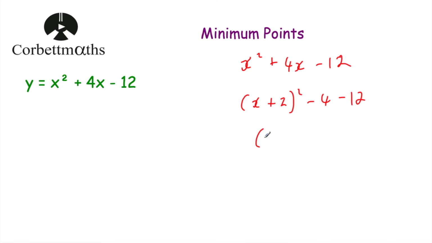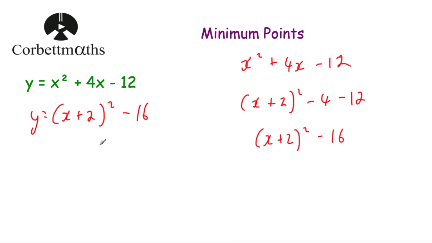So then this would be x plus 2, close bracket squared, and then minus 4 take away 12 will be minus 16. So that means that y equals x squared plus 4x minus 12 is the same as x plus 2 close bracket squared minus 16. And if you were to expand that bracket, so to multiply by itself and to take away 16, you'd get that. So we've just used completing the square to get our quadratic in a slightly different form.